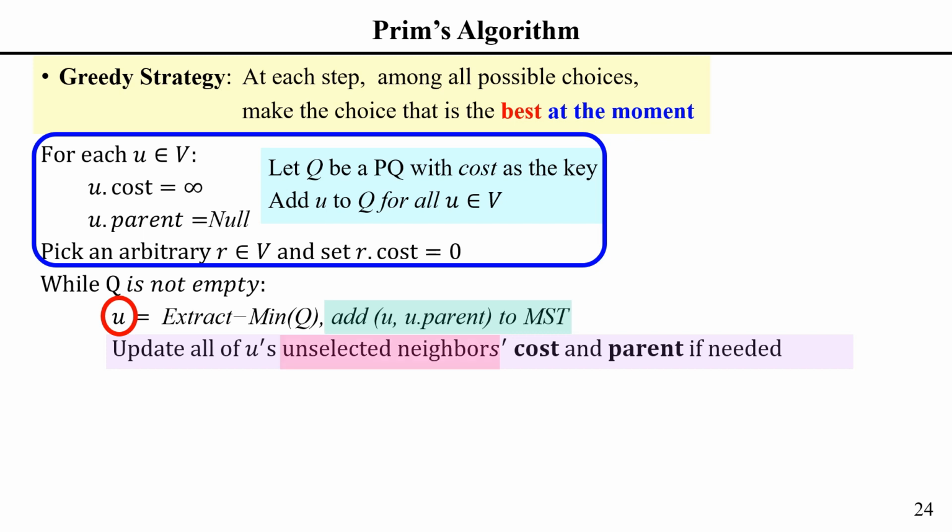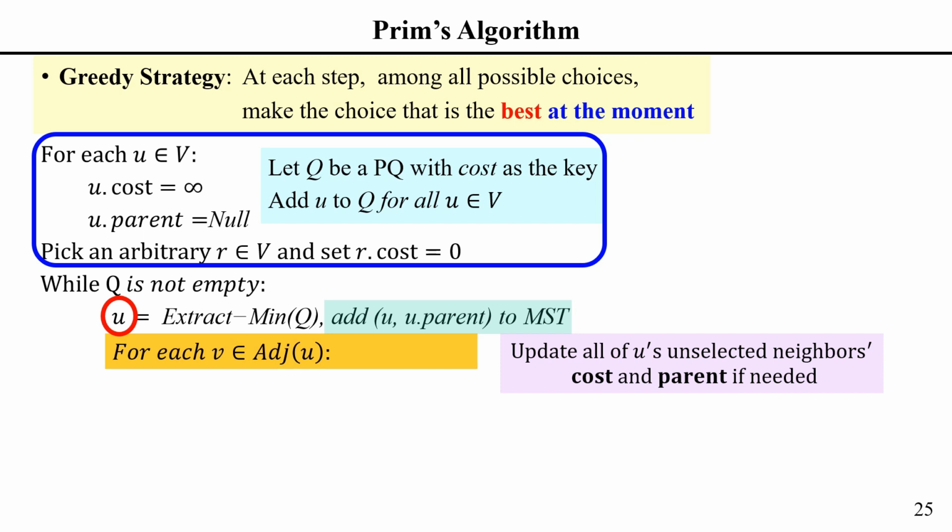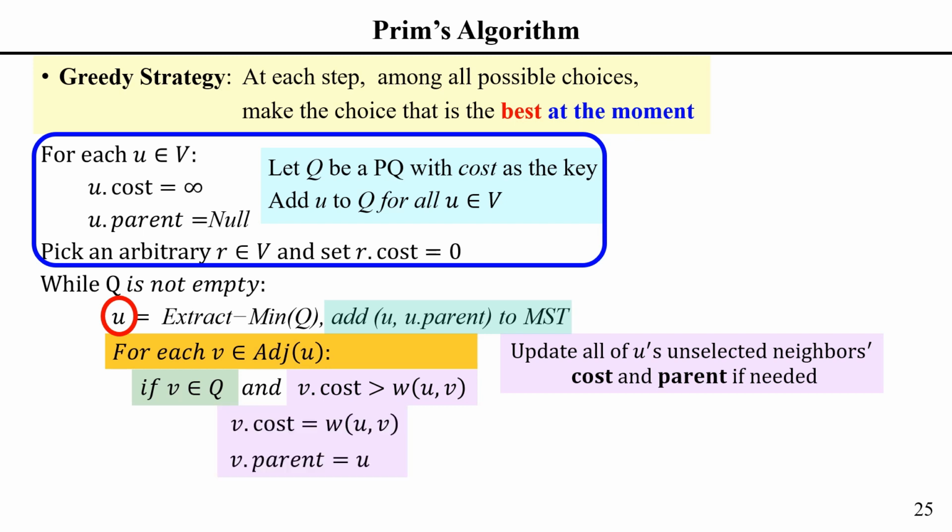Here we only need to update the neighbors who are unselected, meaning they are outside the current minimum spanning tree. They are still in the heap. So to do the updates, we check for each neighbor v of u if this neighbor is still in the queue and its current cost is higher than the new cost through this edge uv, then that means we have found a better way to possibly include this neighbor v to the current minimum spanning tree, which is through the edge uv. So in this case, we update v's cost to the lower new cost, the edge weight of uv, and v's parent to u, because it's through u that v could be added to the current minimum spanning tree.